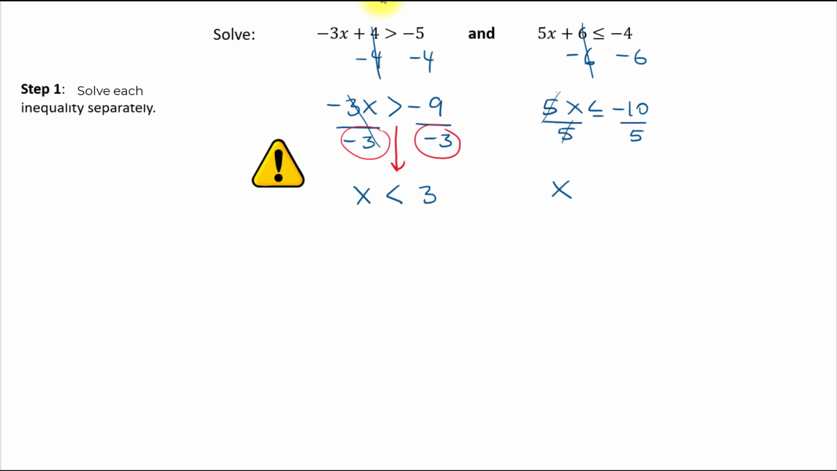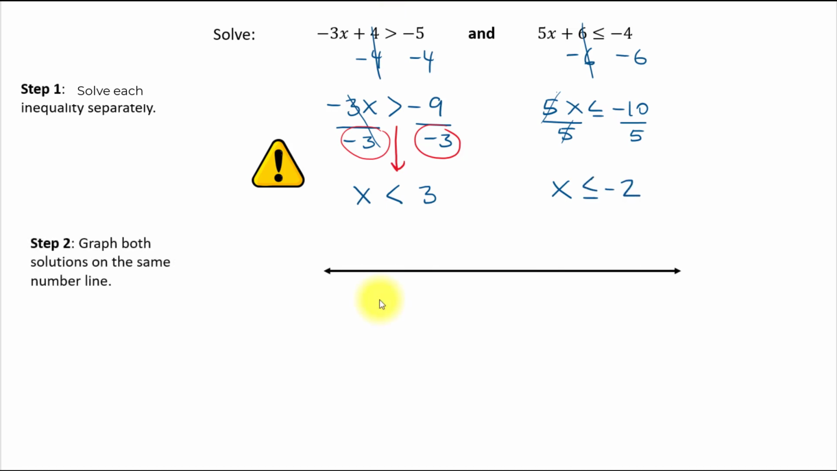So I'll have x is less than or equal to -2. In the second step, we're going to graph both solutions on the same number line. The solution to the first inequality is x is less than 3. I mark 3 on the number line and place an open circle because the inequality symbol is less than. And the solution represents all values of x that are less or smaller than 3.